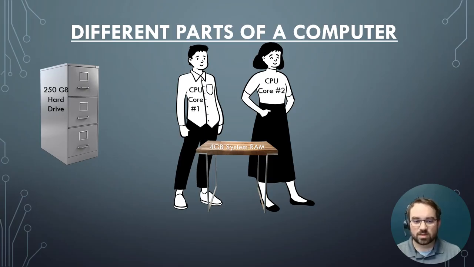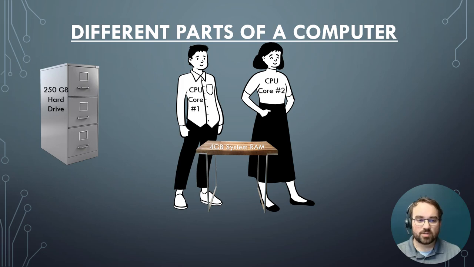And then behind the table, you can see that we have CPU core number 1 and 2, which represents the cores of your CPU or processor. The number of cores basically represents how many people you have working around that table of RAM.